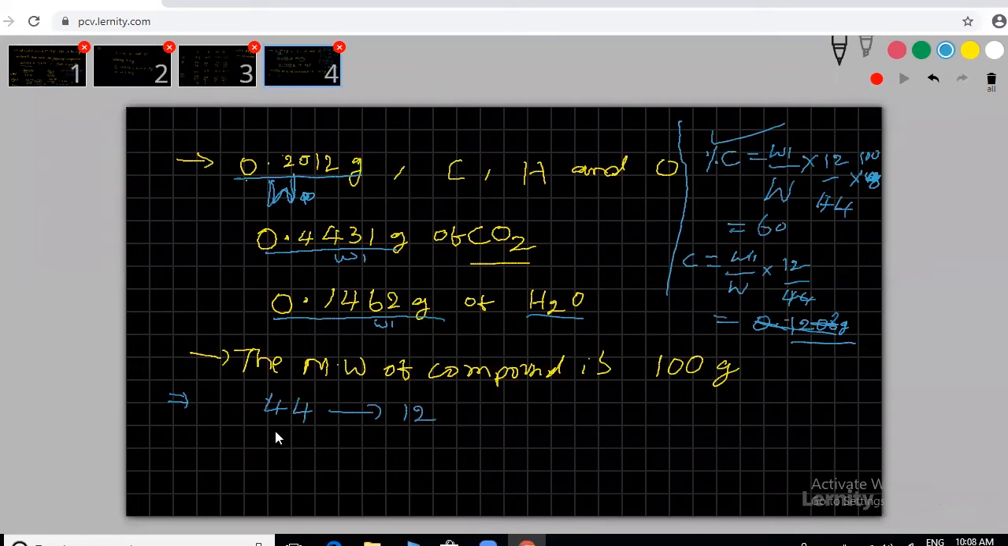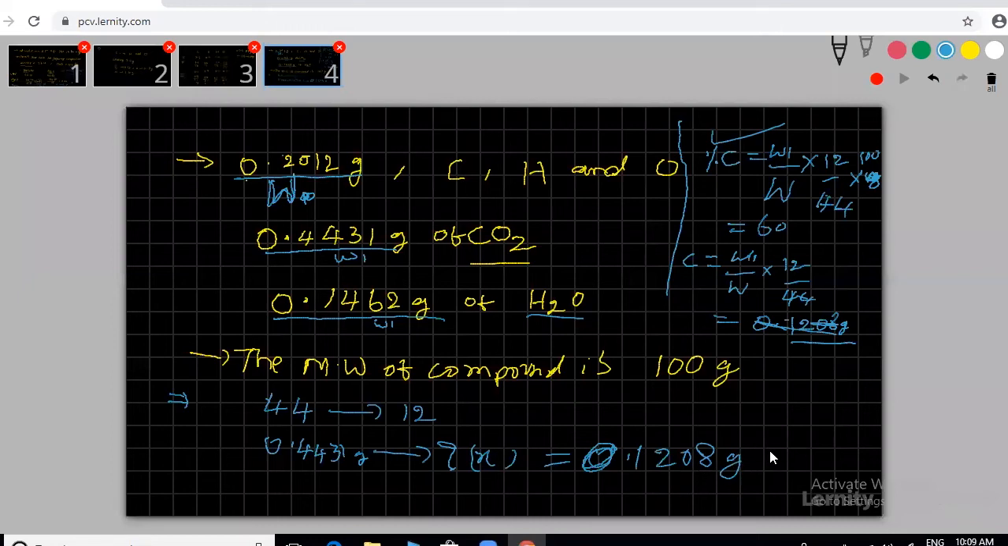Then what is the question they gave? 0.4431 grams of carbon dioxide contain how much? X. I can calculate the X value. How much carbon weight will I get here? 0.1208 grams, you will get. I'm giving different methods; any method you can use. 44 grams contain 12 grams. Then the question they gave: 0.4431 grams contain how much? So we got the answer 0.1208.